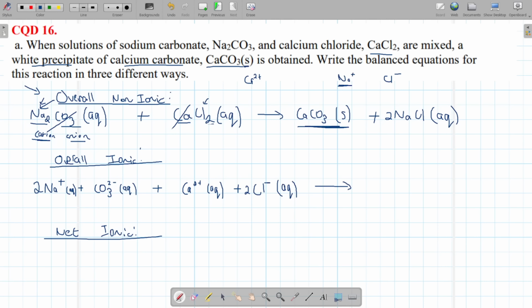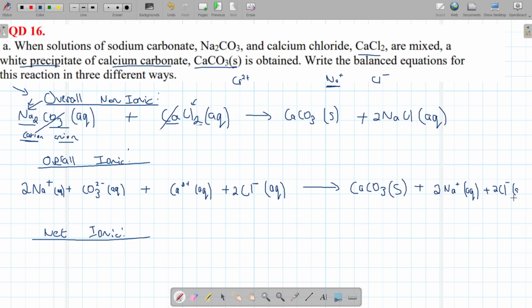The solid, the precipitate formed, you're not allowed to split it. You keep it how it is. So we keep it as CaCO3 solid. The NaCl, we have to split it, so it will be plus Na. Na, we said it's plus, right? Is it balanced? Here we have 2 Na, here we have 1 Na. So what do we do? We put the 2 Na, and we put aqueous. Plus the Cl. Cl is Cl minus. Is it balanced? Here we have 2 Cl, here we have 1 Cl. So we put the 2 in front of the Cl, and write aqueous. Okay, this is the overall ionic.